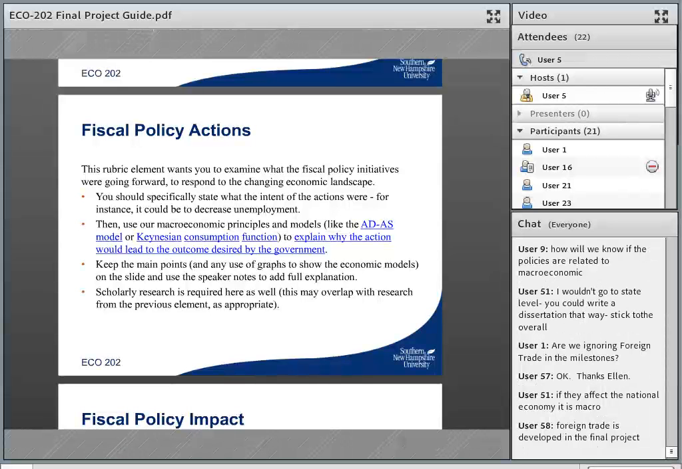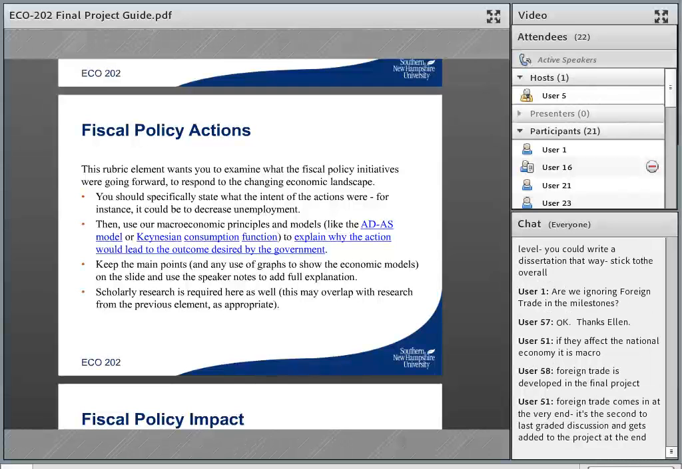But we're also asking you to take it a little bit further and really employ the macroeconomic models that we've been developing to explain why that action would lead to the outcome desired by the government. So if the government changed a tax rate in order to increase investment or just increase GDP growth, let's say, something more broad, how can we use our macroeconomic models to explain that approach? How do these principles and theories that we've been exploring this week explain that action that the government took?